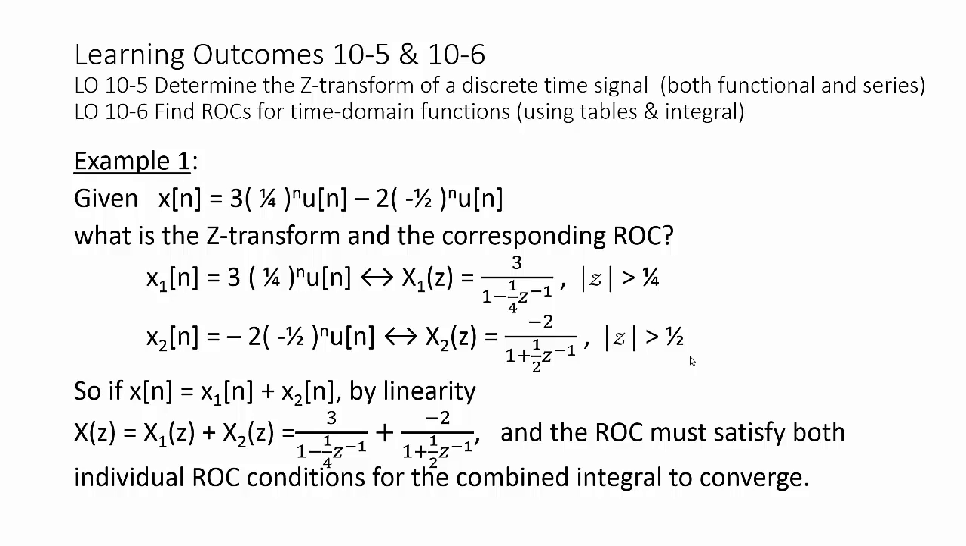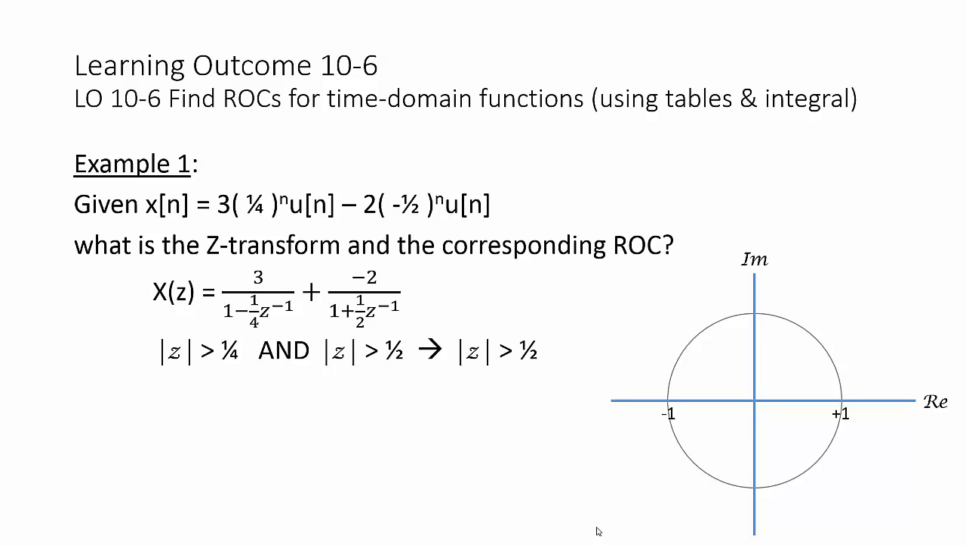What's a little bit new here is that not only do we need to have both functions, we also need to have both ROCs. And if we look at this, absolute value z being greater than 1/4 and it being greater than 1/2 means that it must be greater than 1/2. Now let's look at that ROC graphically. Make sure you see what's going on here.